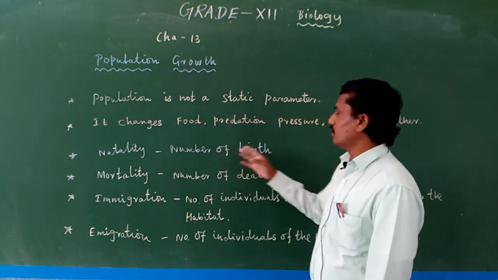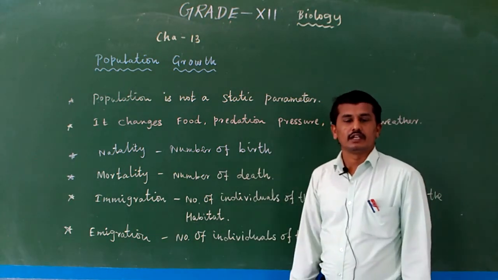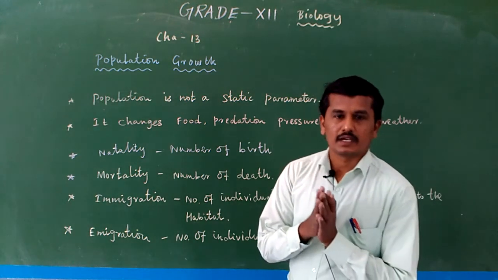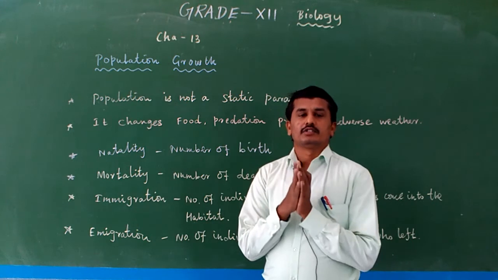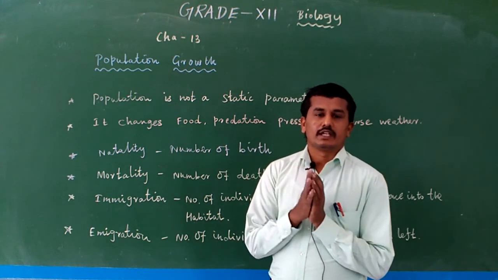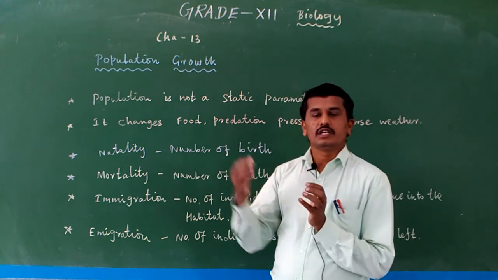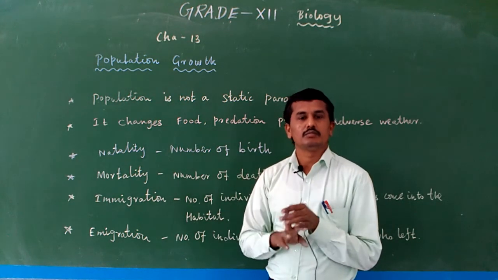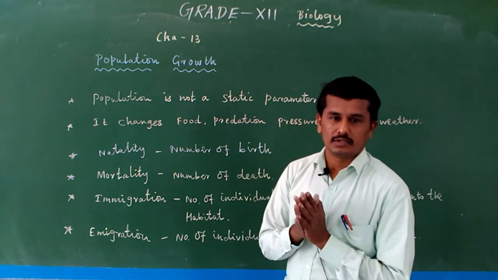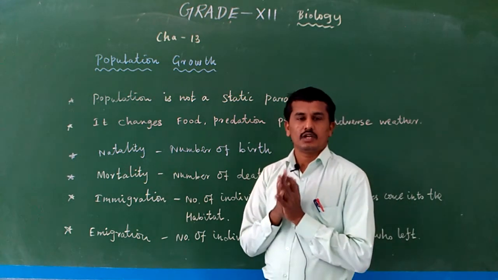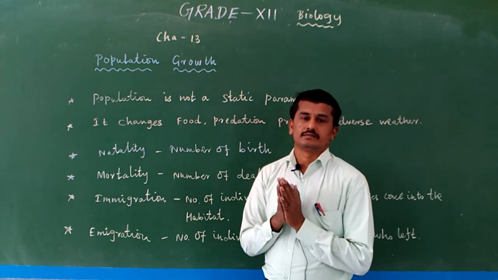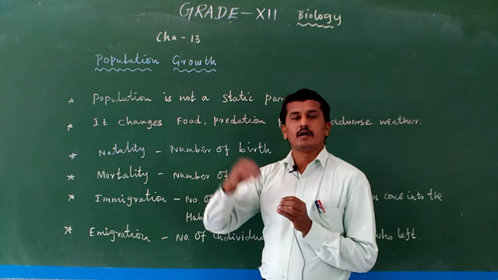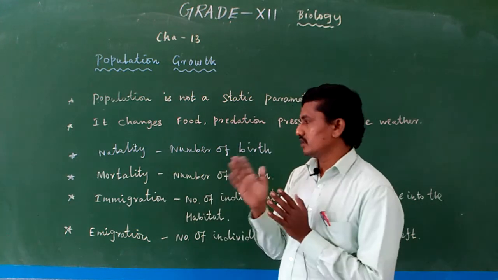Natality means the number of births in a particular species or in a particular area. For example, in Namakkal, 1 lakh people were present last year. This year, 10,000 new children are born in that area. So now the population is 1,10,000. So due to natality, the population will increase.